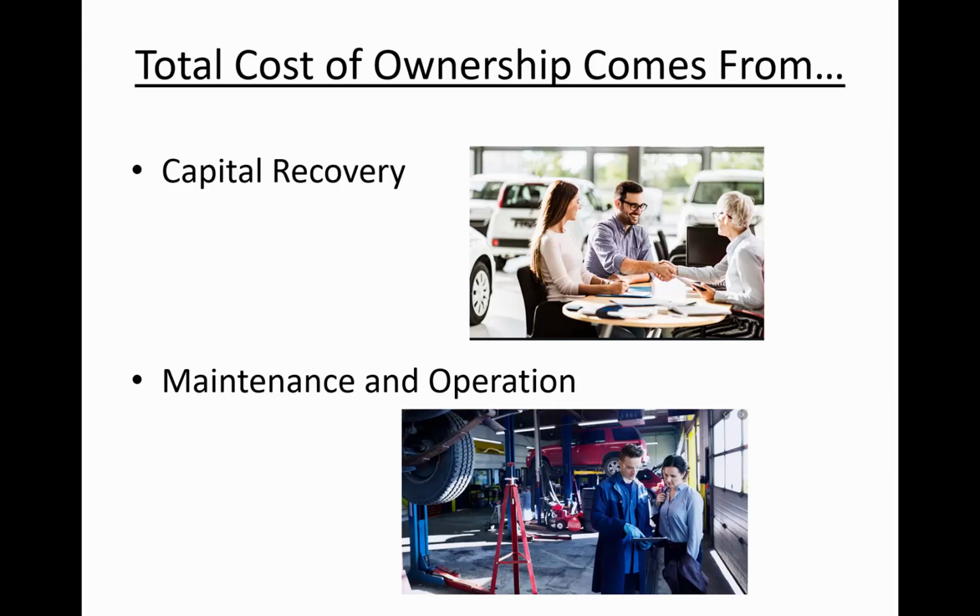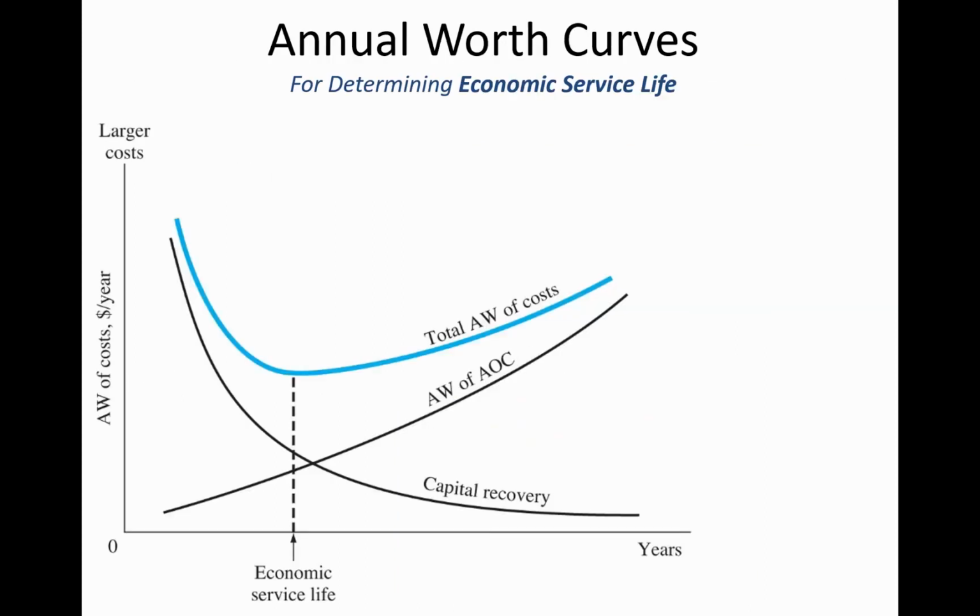And so in the case of a vehicle, it may be the oil changes, new tires, it could be the fuel that you put into the vehicle. And so all of those factors have to be accounted for to know the total ownership cost. Now the reason I mention total ownership cost is because that's what we want to minimize.